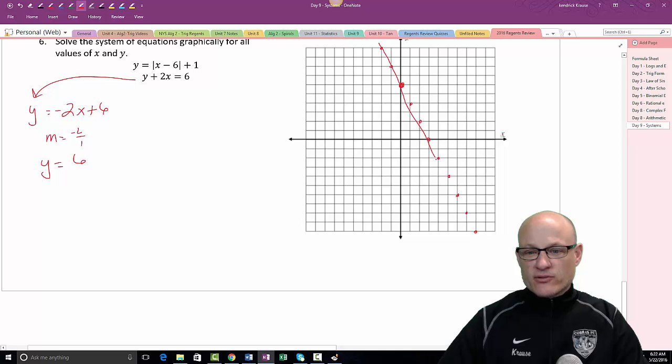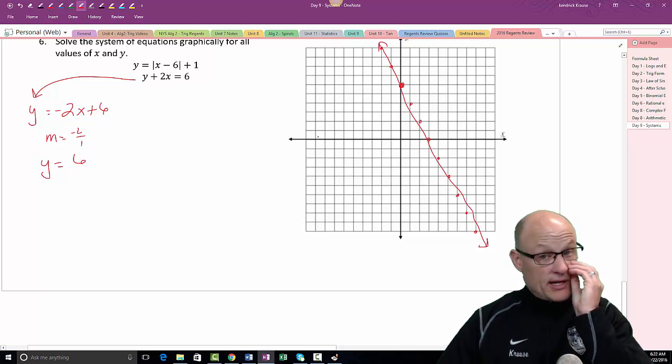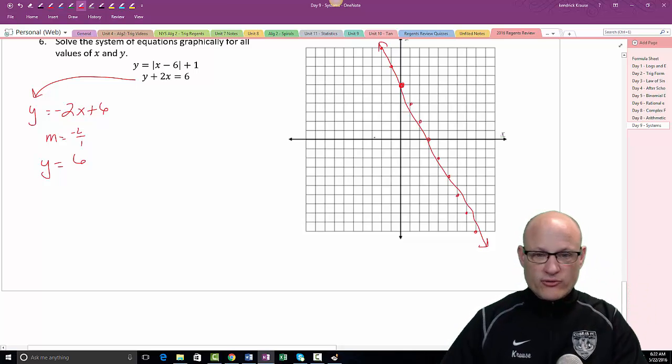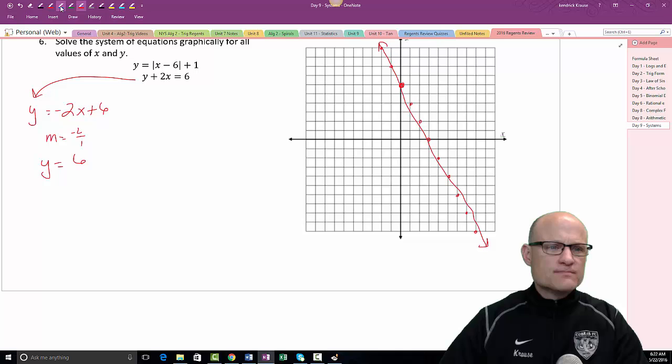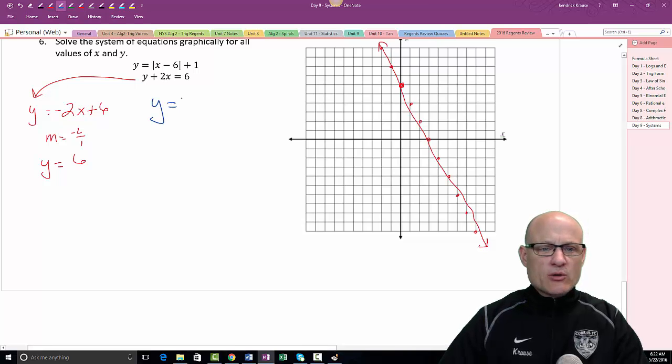Graphing lines with this is sort of a pain. Your line has to have a straight line. I can't do that. There's just no way to draw a straight line with this. So this one right here, you got y equals absolute value. I should use a different color. Y equals the absolute value of x minus 6 plus 1.